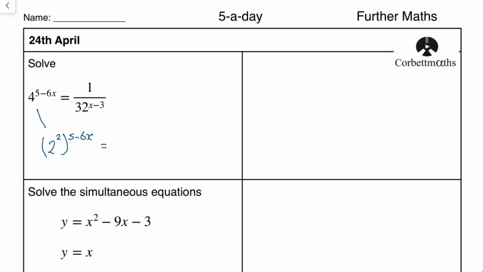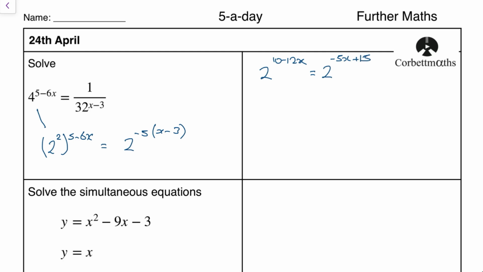Now I'm going to do this in one go. So 32 is 2 to the power of 5, but it's upside down, so 2 to the power of minus 5 to the power of x minus 3. Let's be really careful with those brackets. Okay, let's do the step in between. So the left-hand side is 2 to the power of 10 minus 12x, and the right-hand side is 2 to the minus 5x plus 15.